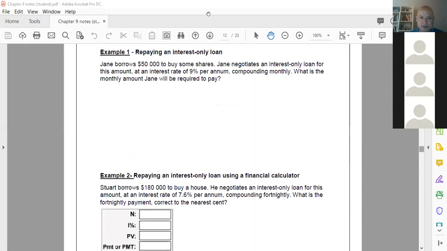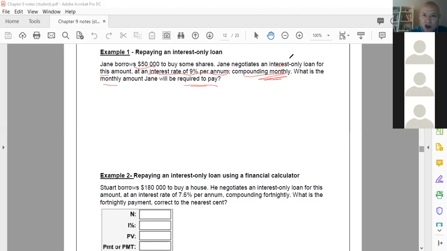Example 1. Okay, Jane borrows $50,000 to buy some shoes. So Jane negotiates an interest-only loan for this amount. If an interest rate of 9% per annum and it's compounding monthly, what is the monthly amount Jane will be required to pay? Okay, I didn't set up the calculator here. We can actually find that out without doing the calculator.